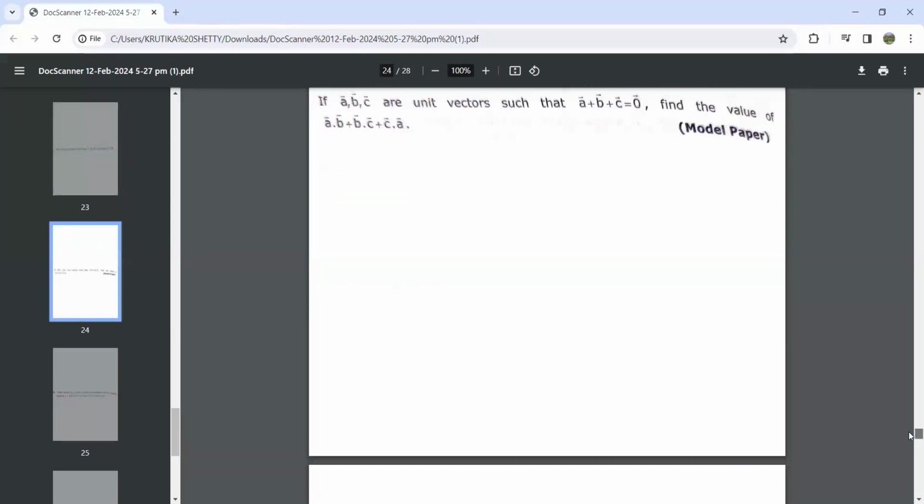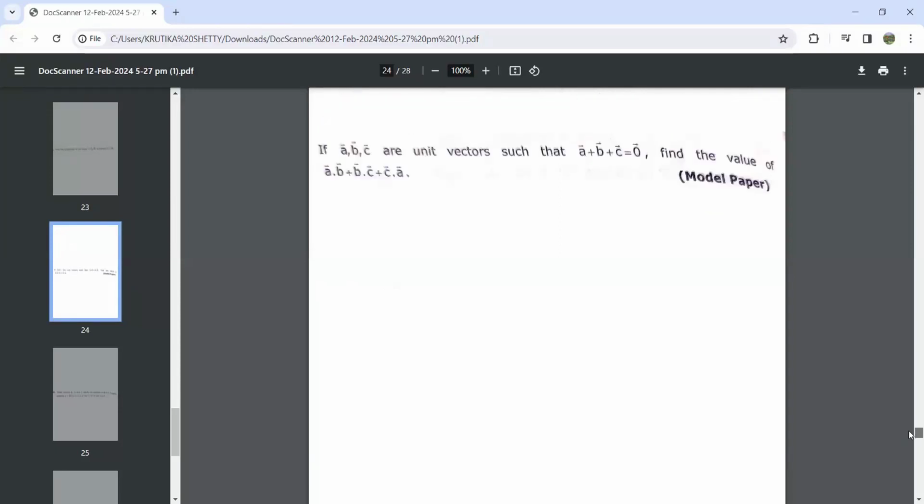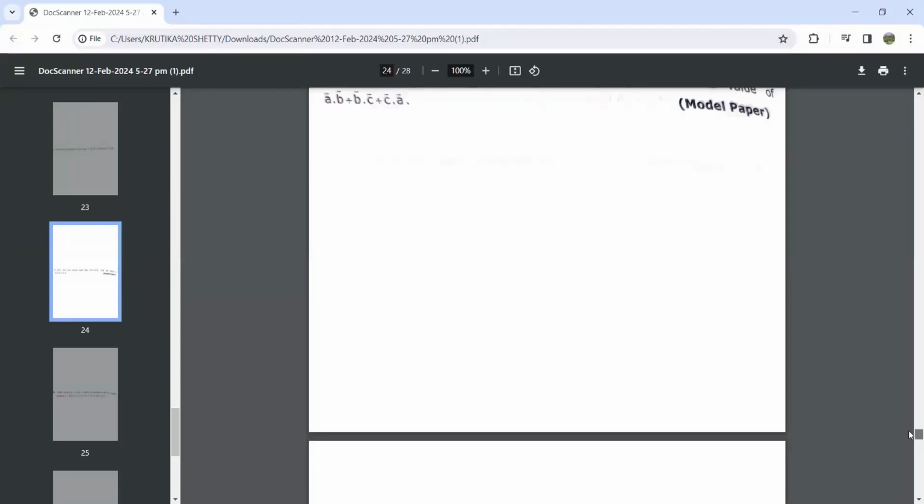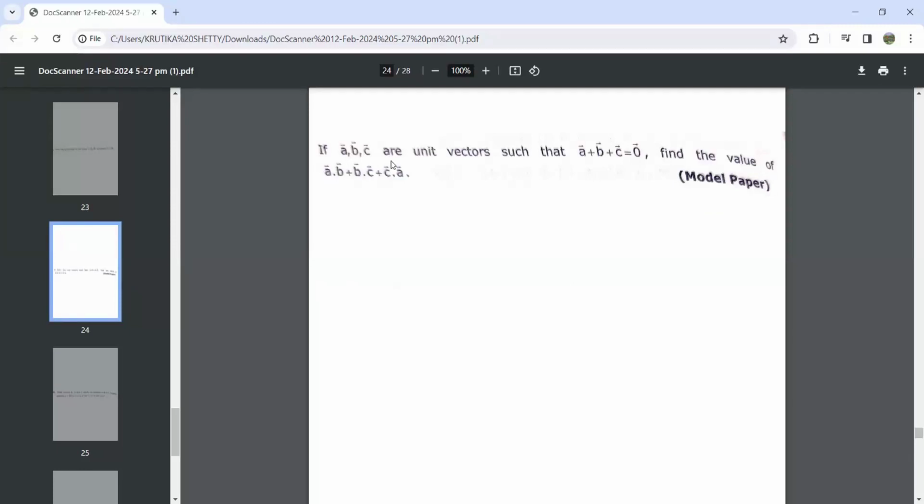Yes. So an important question. This question has been asked for 3 marks. The question is, if A, B, and C are unit vectors and A plus B plus C is equal to 0, find the value of A dot B plus B dot C plus C dot A. This question has been asked for 2 marks actually, and the next question has occurred for 3 marks. So pay attention to how we can simplify it.